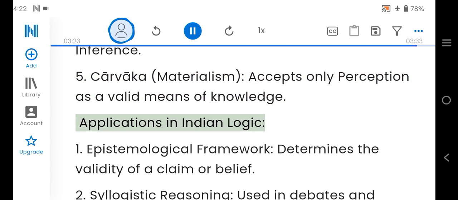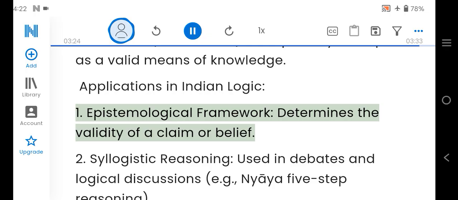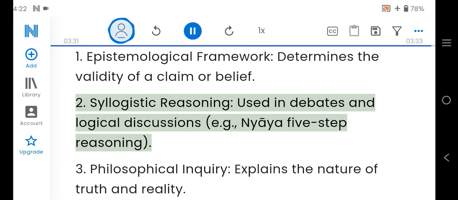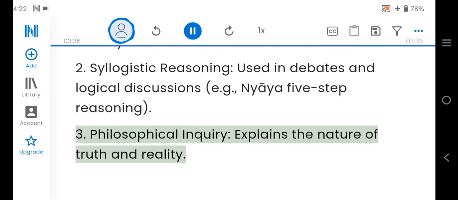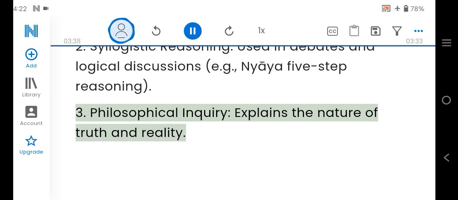Applications in Indian logic. 1. Epistemological framework determines the validity of a claim or belief. 2. Syllogistic reasoning, used in debates and logical discussions, e.g., Nyaya 5-step reasoning. 3. Philosophical inquiry, explains the nature of truth and reality.